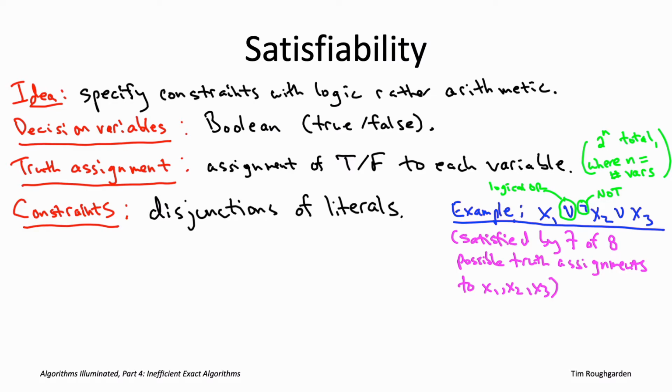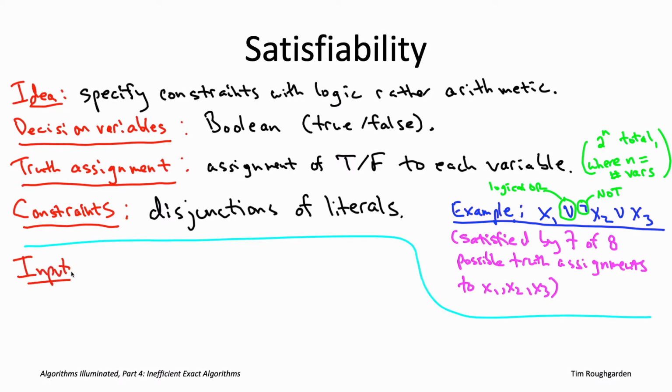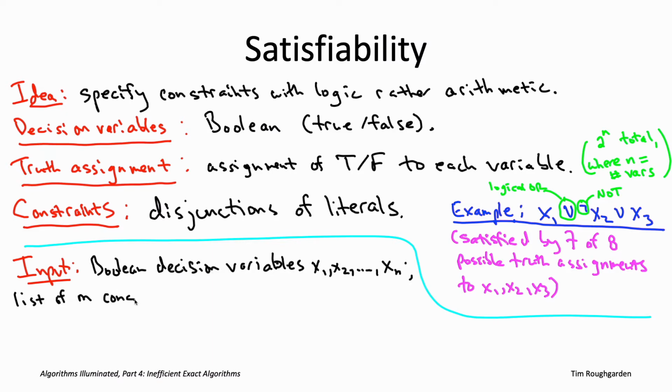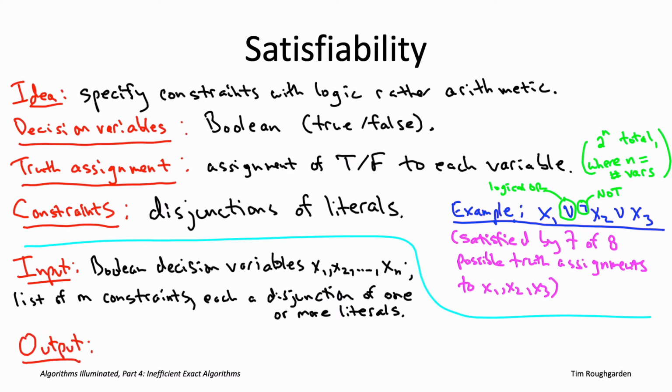Now, with all the terminology in place, I can state for you formally the computational problem known as SAT, or satisfiability. The input to the problem is a list of Boolean decision variables, let's say there are n of them, x1 up to xn, and also a list of some number of constraints. Let's say there are m constraints, and each constraint should be in the format that we specified: a disjunction of 1 or more literals. The responsibility, then, of an algorithm or a solver for SAT is to identify a truth assignment.